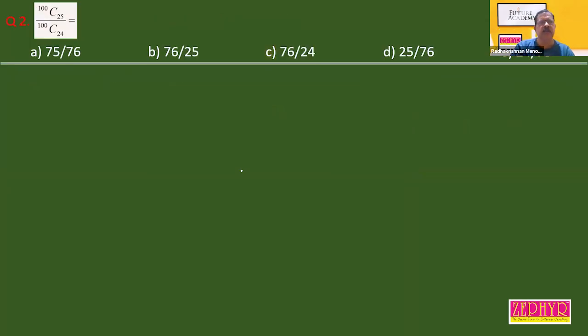100C25 divided by 100C24. What is it? Who can give me the answer? 100C25 divided by 100C24.